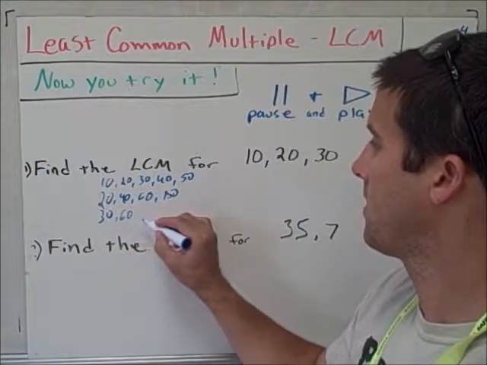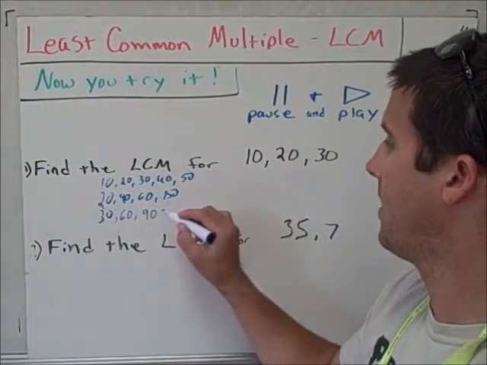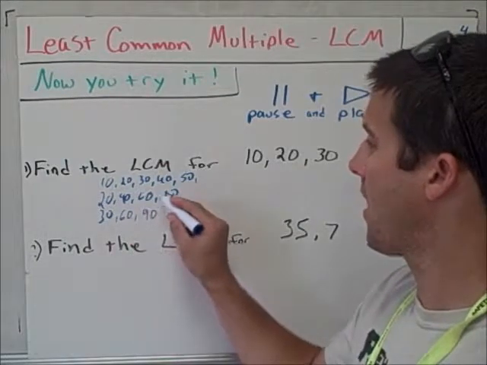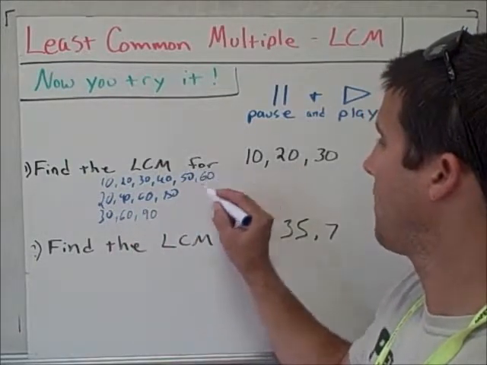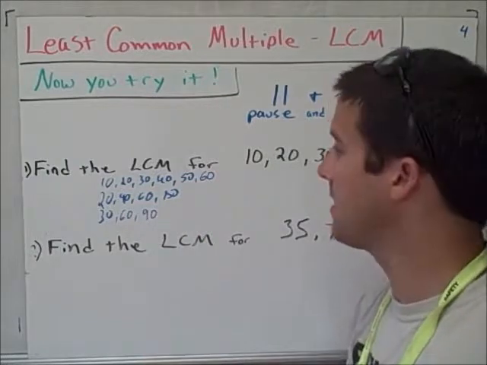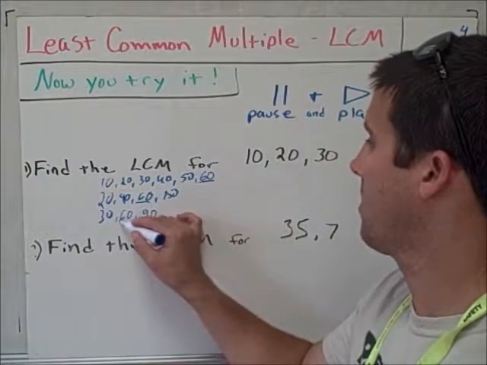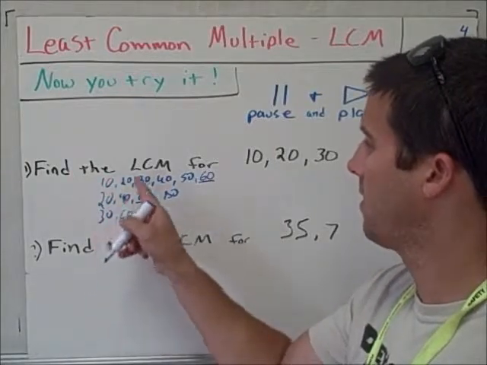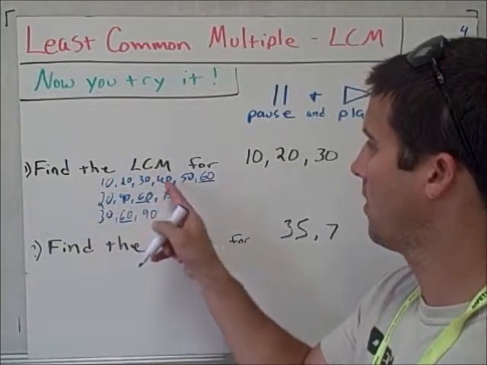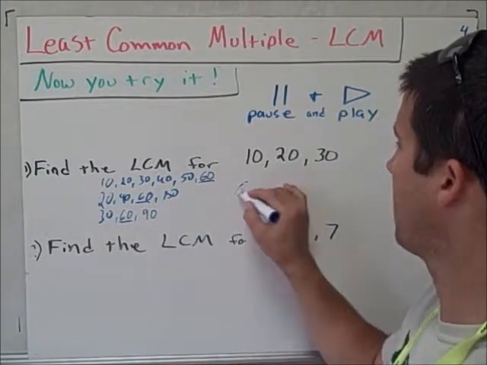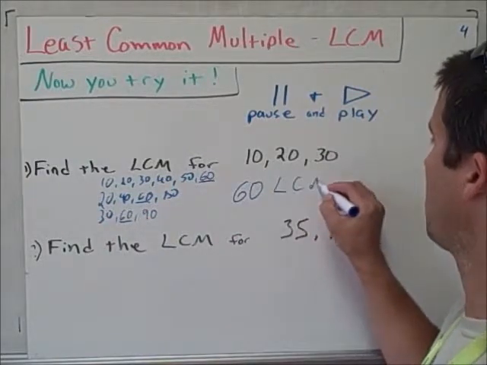30, 60, 90. I haven't really found it yet, but if I would have put one more 10 up here on my 10s, I think I would have found my least common multiple. 10s, 20s, 30, 40's not here, 60. 60 is the least common multiple.